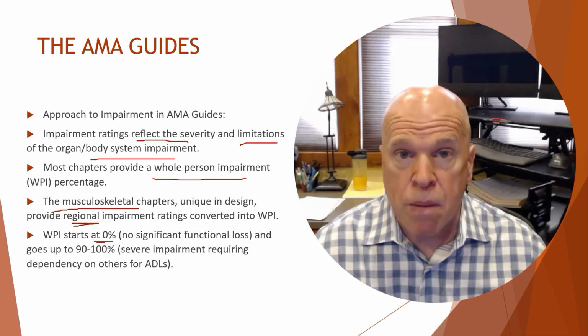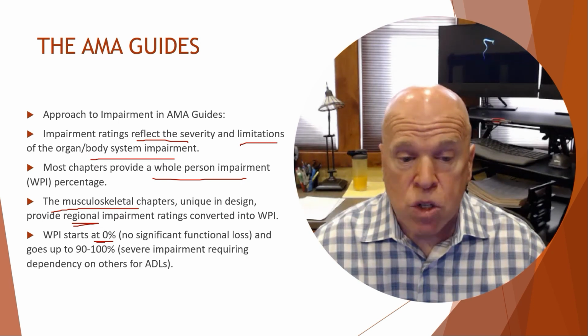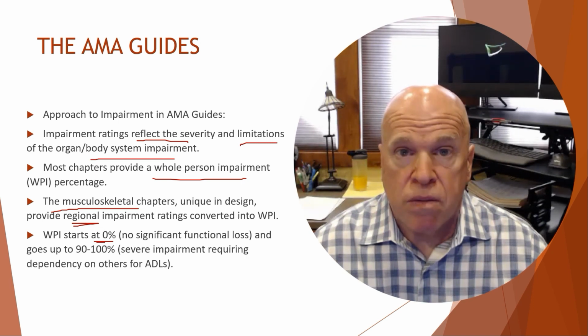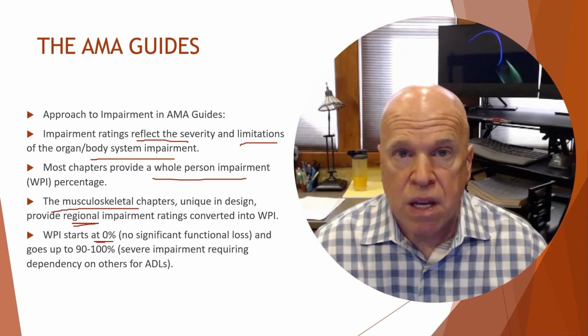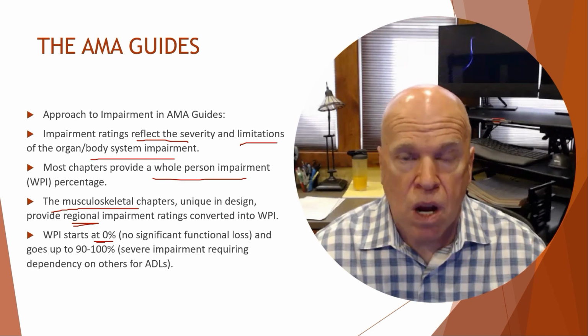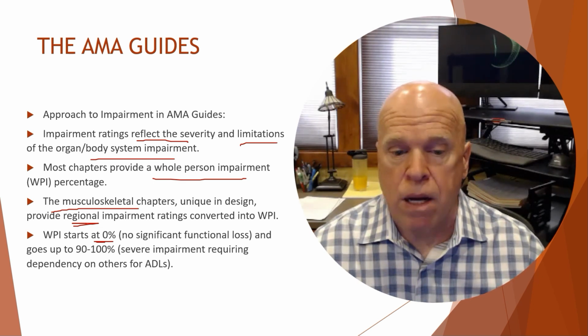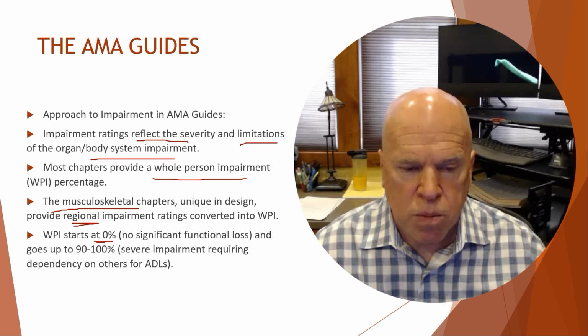And you'll have examinees who, despite their subjective complaints and despite even some objective findings, if that impairment, whatever it may be, has no significant impact on activities of daily living, then by definition, that impairment does not qualify for an impairment rating, a whole person impairment rating. So they start at 0% and then they go up to 90 to 100%.